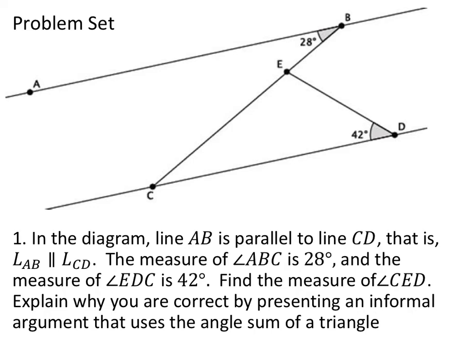In the diagram, line AB is parallel to line CD, which is going to create unique relationships. That is, line AB is parallel to line CD. The measure of angle ABC is 28 degrees, which is shown. And the measure of angle EDC is 42 degrees, which is shown. Find the measure of angle CED and explain why you are correct by presenting an informal argument that uses the angle sum of a triangle.